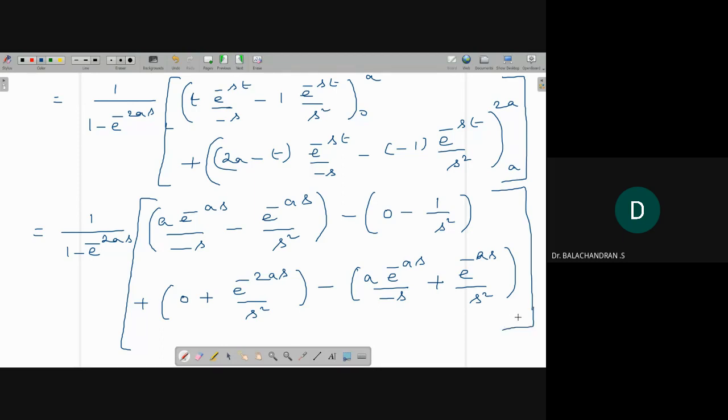Now I need to write everything on the next slide. So minus 1 plus 1 by s square, and then e power minus 2as. I feel it is correct, but please check if anything is cancelling. Yes, you can cancel these two, but I will write it on the next page and then cancel.